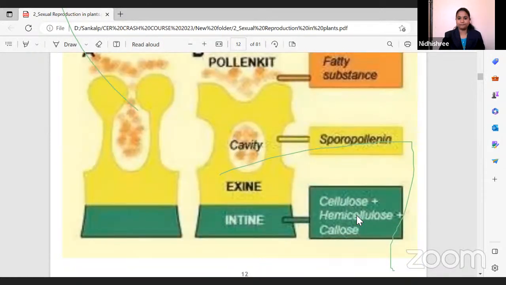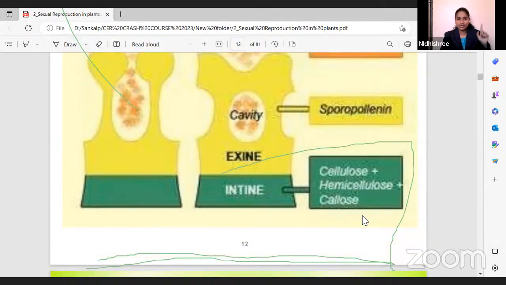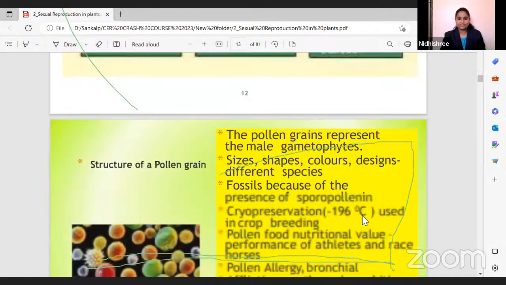Okay. See here. Pollen kit, fatty substance. The outer layer will be fatty substance. ಆಮೇಲೆ exine ಇರುತ್ತೆ. Exine is made up of sporopollenin. Intine, inner layer, cellulose, hemicellulose ಮತ್ತು callose. Cellulose, hemicellulose, callose. CHC. Cellulose, hemicellulose, callose ಇಂದ ಮಾಡಲ್ಪಟ್ಟಿರುತ್ತೆ. Next.